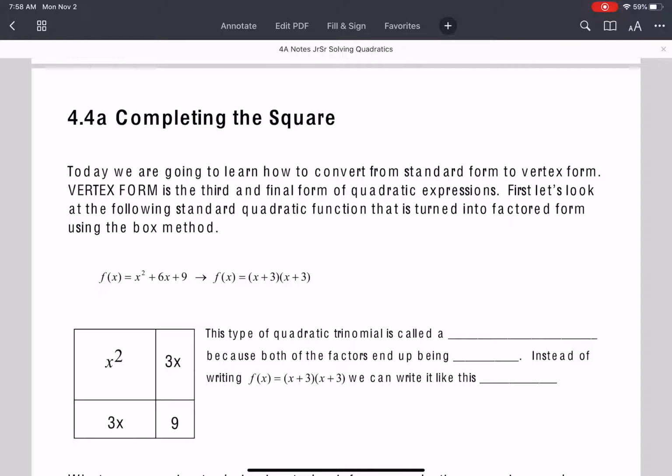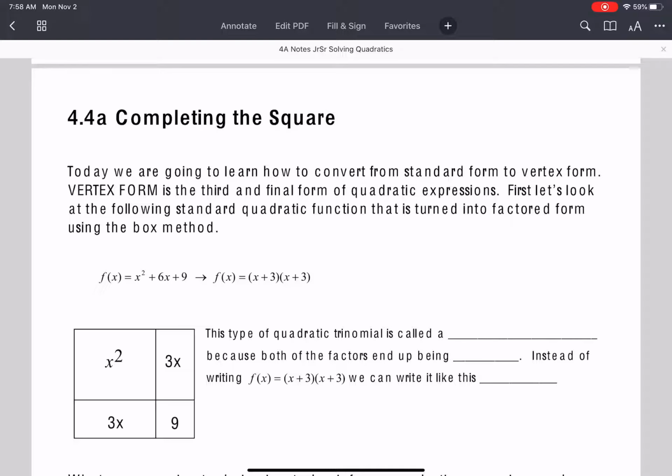So we've learned standard. That's when it's all multiplied out. My highest exponent, x squared, is on the left, right? And we've learned factored. That's when it has two parentheses. So now we're going to learn our third and final form. It's called vertex form.